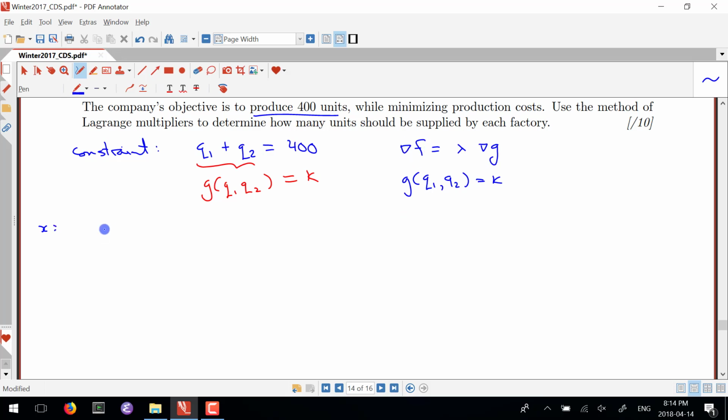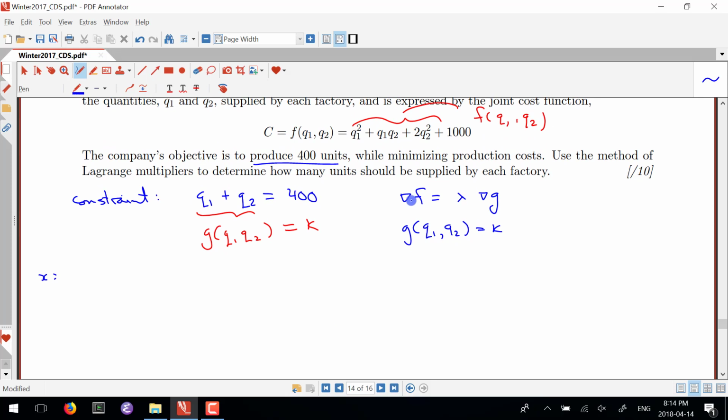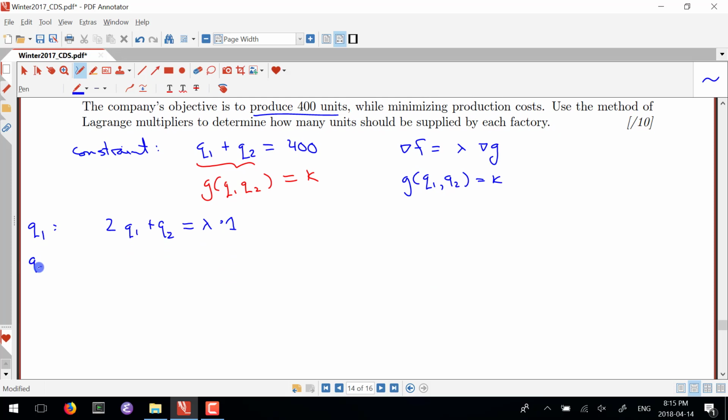The x component of the gradient of f is actually not an x component, it's a q1 component. We take the q1 derivative of this, we're going to have 2 q1s plus a q2, and the derivative of this with respect to q1 is 0. So that's the entire q1 component of the gradient of f. That's going to equal lambda times the q1 component of g, and g is over here. The q1 component, if we take that derivative, is simply 1. So that's nice and compact.